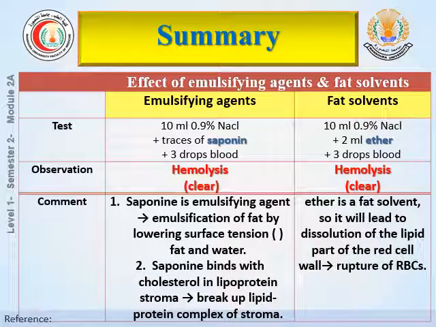Effect of emulsifying agent and fat solvent. Emulsifying agent like saponin, fat solvent like ether. Saponin is an emulsifying agent which causes emulsification of the fat by lowering surface tension between fat and water. Saponin binds with cholesterol in lipoprotein stroma and breaks up the lipid-protein complex of the stroma. In fat solvent, ether is a fat solvent, so it will lead to dissolution of the lipid part of the red cell wall and rupture of RBC.